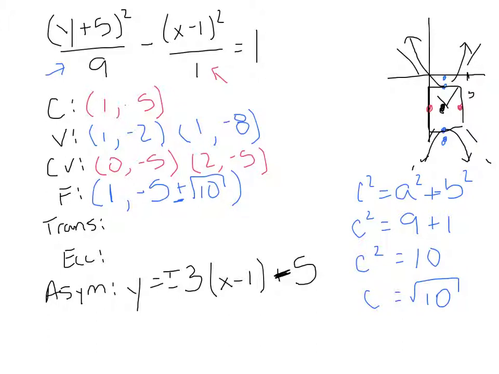Now we want to find the length of our transverse axis and our eccentricity as well. So it looks like our transverse axis from vertex to vertex is 6. And our eccentricity is the square root of 10 over 3. So that was graphing hyperbolas. Now we're going to look at writing the equations of hyperbolas from the attributes of hyperbolas. So we're sort of going backwards.